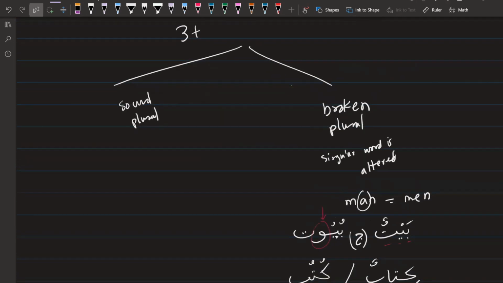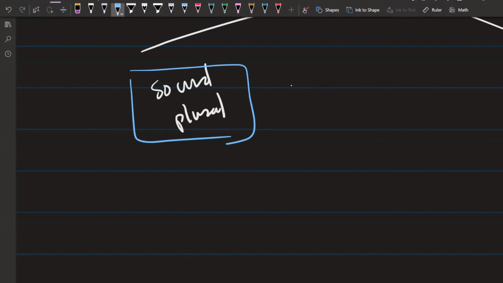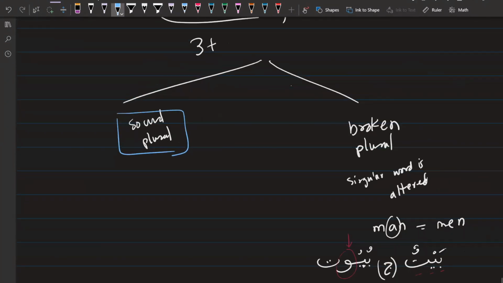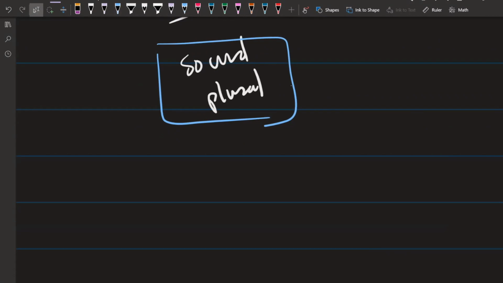So what is sound then? You feel some hope, right? Maybe there's some hope. You kind of feel like maybe this is going to be a good one. Yes, it is a good one. Sound means kind of similar to what we have in English, where we have the mufrad, the singular, and we just add something to it to make it into plural.